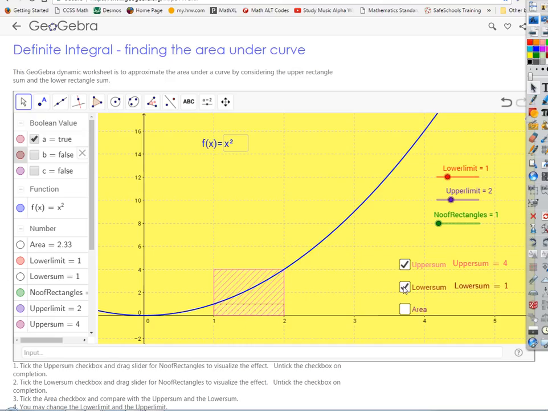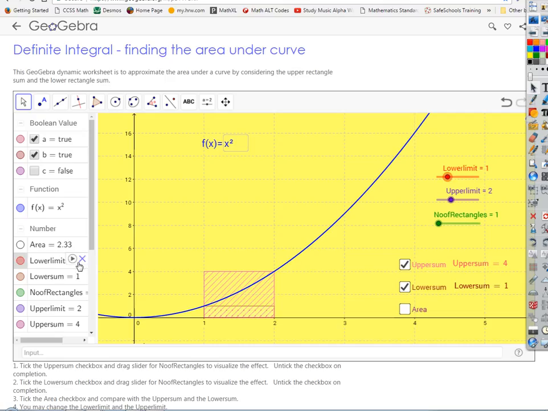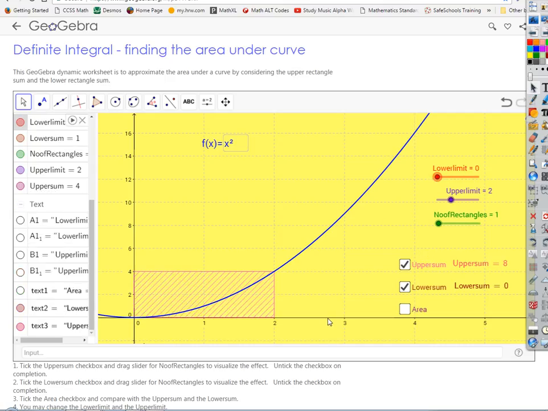If I compare that to the lower sum, well, we want to make the lower limit 0. I can change it up here. Never mind. Lower limit, let's make it 0. So the upper sum with one rectangle is not very good, is it? No. And the lower sum is really bad. It shows us 0, right?